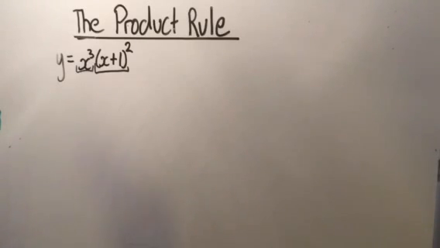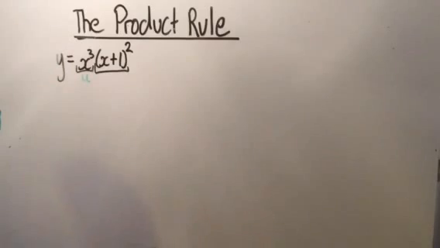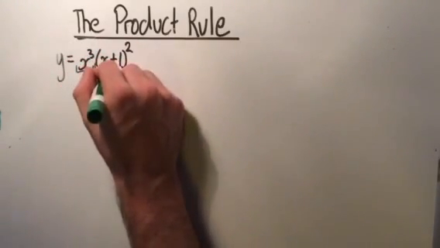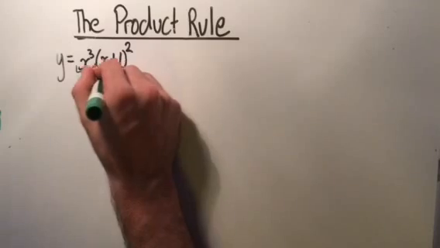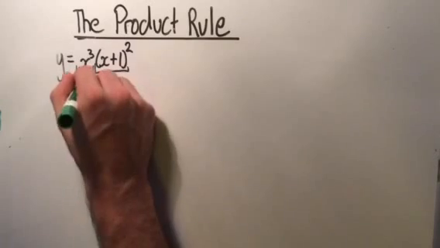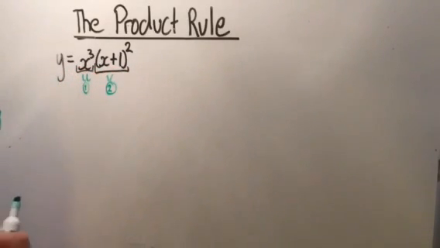Well, as I said, we've got two parts. We've got part 1 here, which we're going to call u, and we've got part 2 here, which is the whole bracket squared, which we're going to call v. So we've got u and v, part 1 and part 2. And what we're going to do is we're going to differentiate them separately.